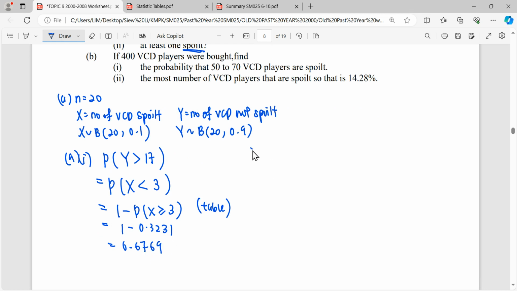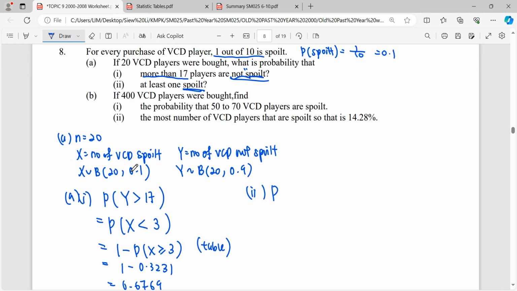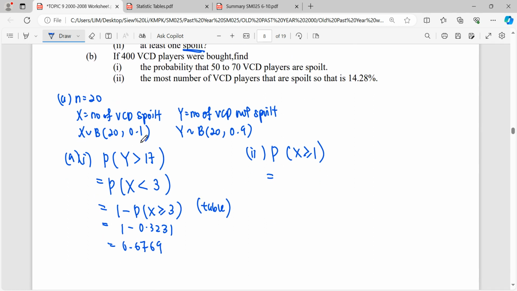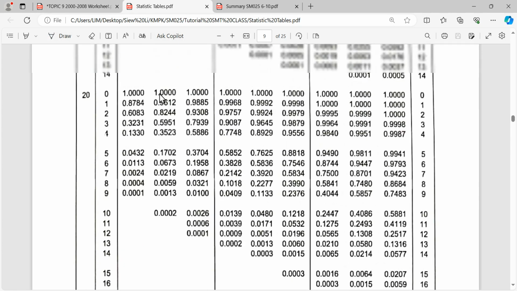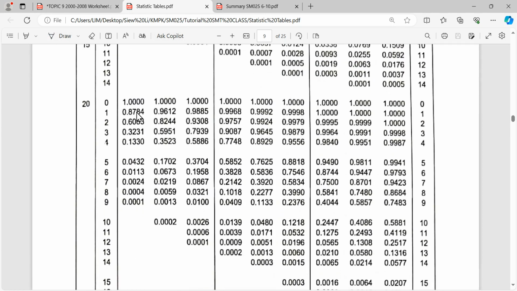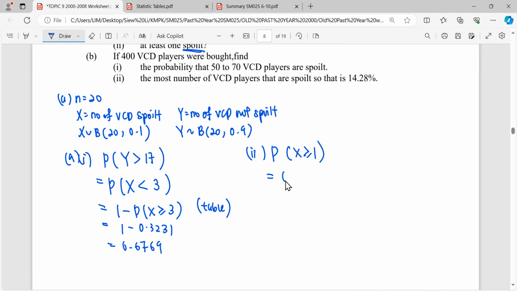Then number 2, probability at least 1 spoil. So spoil is X, at least, more than or equal 1. This one we can read directly from the table for X here. Reading for 1, 0.8784.